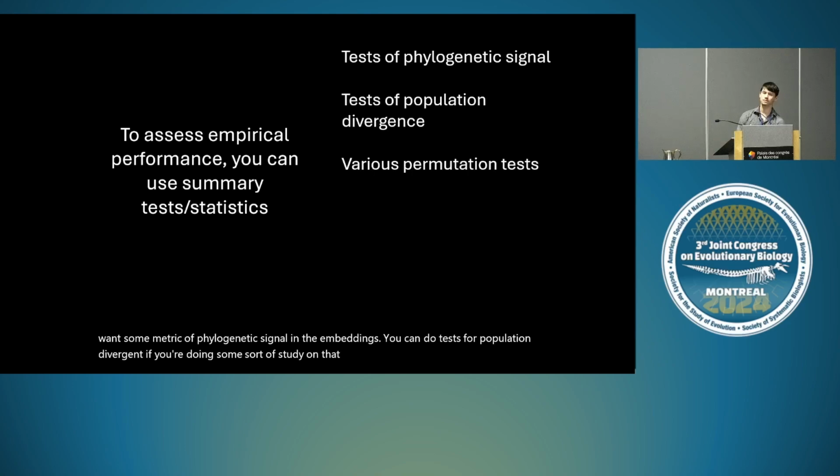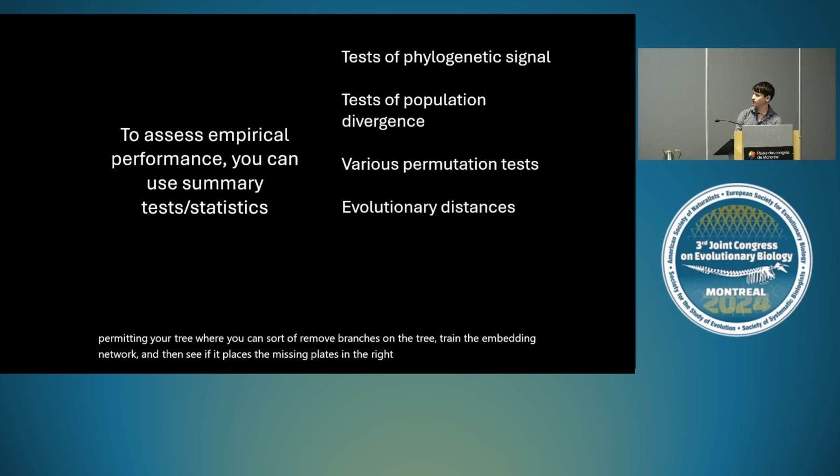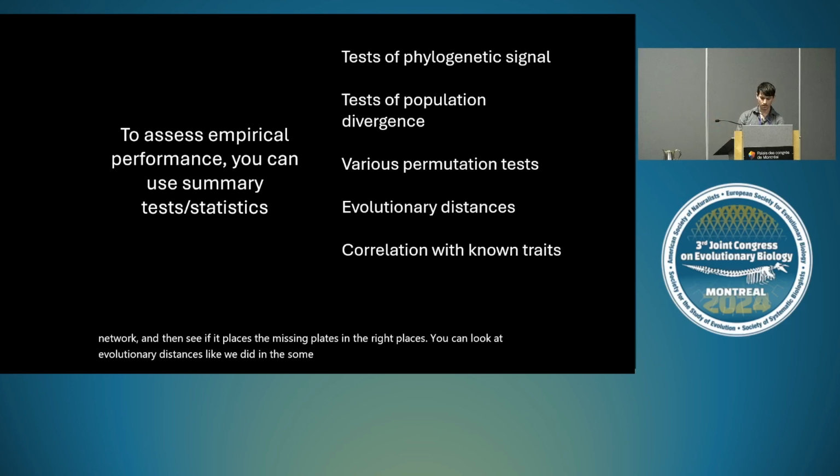There are various ways of permuting your tree, where you can remove branches on the tree, train the embedding network, and then see if it places the missing clades in the right places. You can look at evolutionary distances like we did in the shown study. And you can look for correlation with known traits. You can see whether these neural network models are agreeing with what biologists already think.